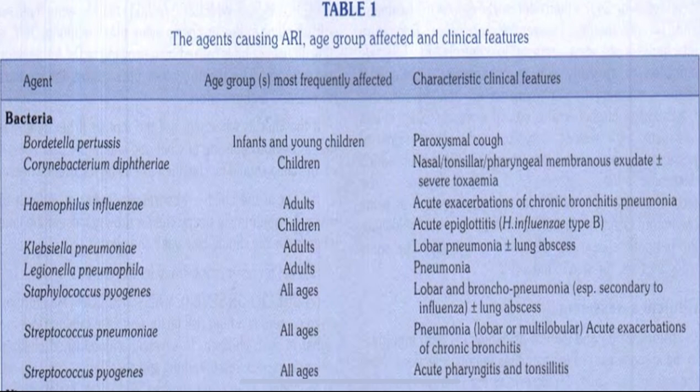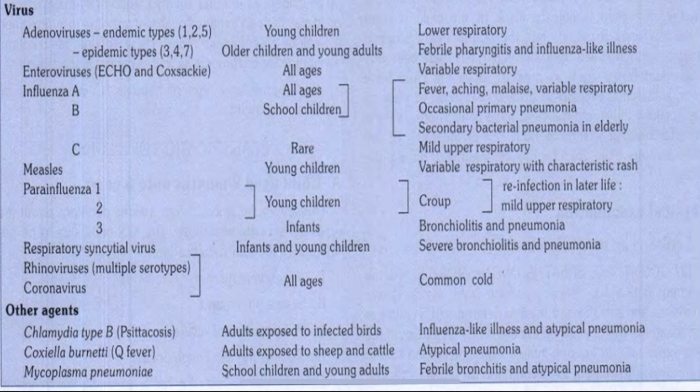Streptococcus pneumoniae will affect all the age groups, and the patient presents with pneumonia, which could again be lobar pneumonia or multilobular pneumonia. They can also result in acute exacerbations of chronic bronchitis. Streptococcus pyogenes will affect all ages, causing acute pharyngitis and tonsillitis.